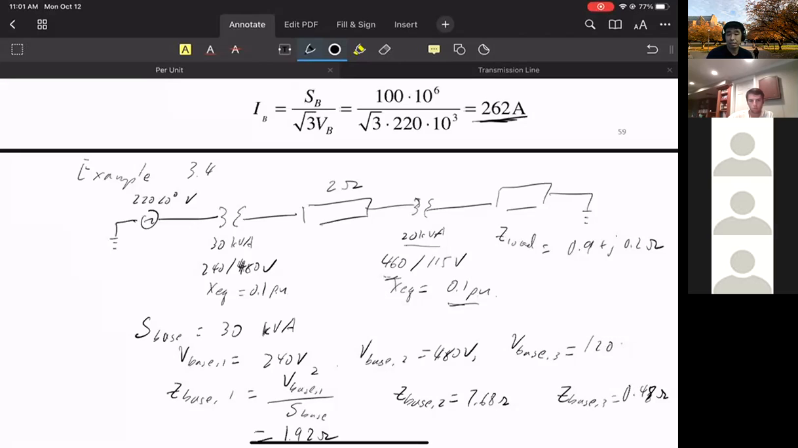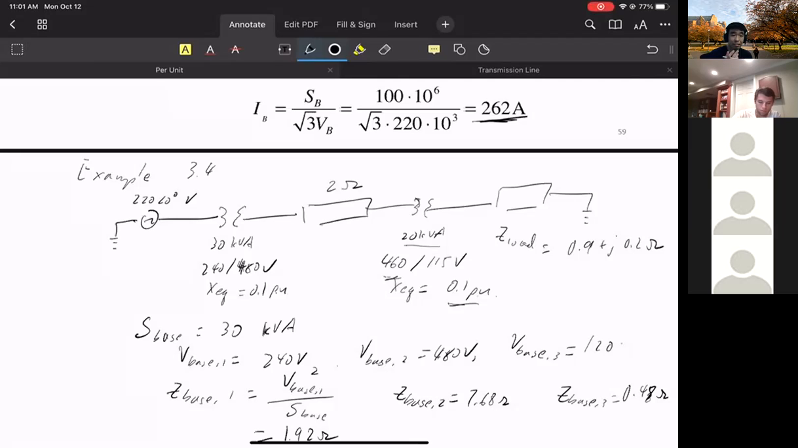Any questions about this? Professor, I had a question. Sure. Why did you pick 120 for base 3? Oh, I could have picked 115, but we like round numbers for base. So we almost always pick standard numbers, right? 120 is a more standard number. 240, 480, these are standard numbers. So we like to pick standard numbers for base.